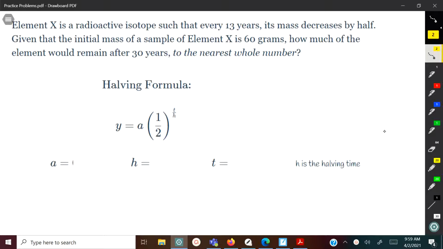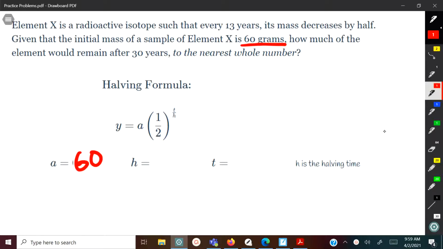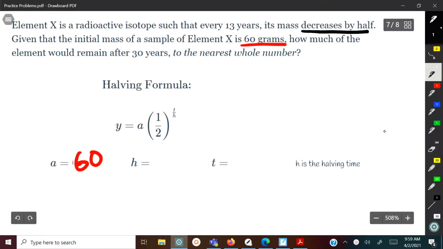So you're going to figure out where you begin with, and we're beginning with 60 grams. Okay, and we know that it's decreasing by half. Okay, so that's how we know to use the halving formula. Alright, so you start off with 60 grams. Then it says it does that every 13 years. So every 13 years it halves. And the total amount of time we're looking for is 30 years.